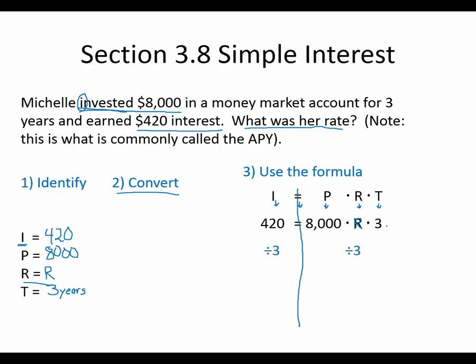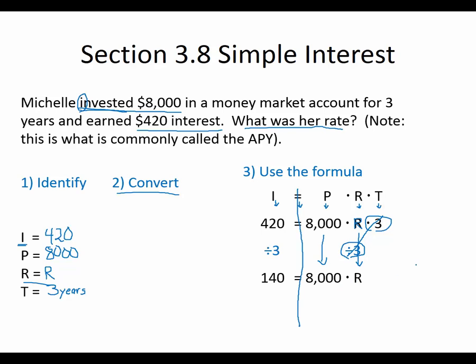So I'm going to cancel out the 3 first. I'm going to take this 3 and cancel it out by doing a divide by 3. And I have to do it on both sides. So I'm going to do a divide by 3 on the left as well. Remember, when you're solving equations, you want to do the opposite operation. And since everything is multiplication here, you're going to pretty much be canceling with division. So 3 divided by 3 cancels out, and on the left, 420 divided by 3 gives me 140. I bring down my 8,000, and I also bring down the r. So I still have 8,000 times r on the right-hand side.